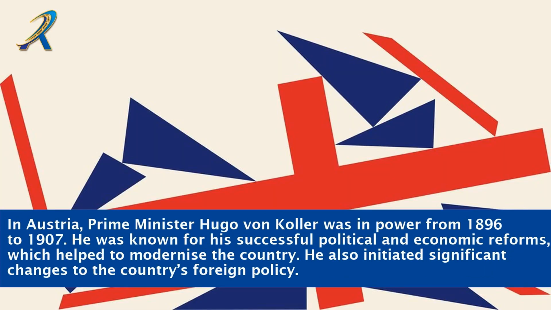In Austria, Prime Minister Hugo von Kohler was in power from 1896 to 1907. He was known for his successful political and economic reforms, which helped to modernize the country. He also initiated significant changes to the country's foreign policy.